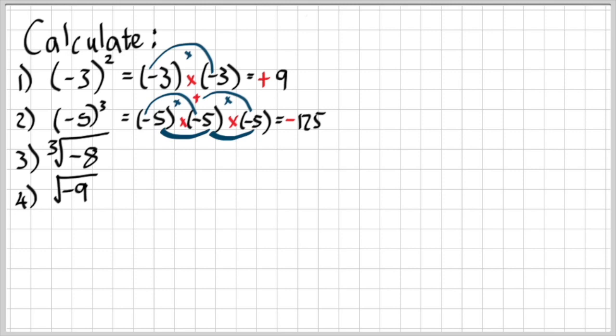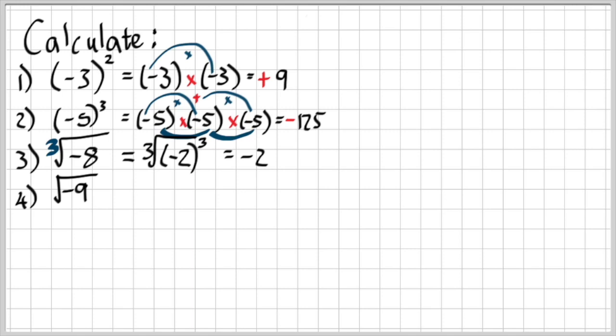Now let's look at the cube root of negative 8. So now I'm asking you which number multiplied by itself 3 times gives me negative 8. Well, that answer is negative 2. Because negative 2 times negative 2 times negative 2 gives me negative 8. So my answer for this sum is therefore negative 2.